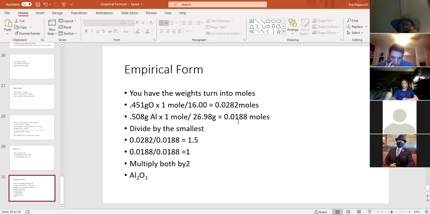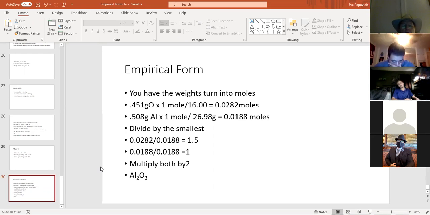Somebody other than Victoria, answer this question. What do I do after I have the moles of the elements? Divide both of those by the smallest mole. And that is which number? 0.0188. So I divide the 0.0282 by 0.0188. I get 1.5. The 0.0188 by 0.0188 gives me 1. I have a fraction. I have to use an integer. Multiply both by 2. I get a ratio of 3 oxygen to 2 aluminum. So I have Al2O3.